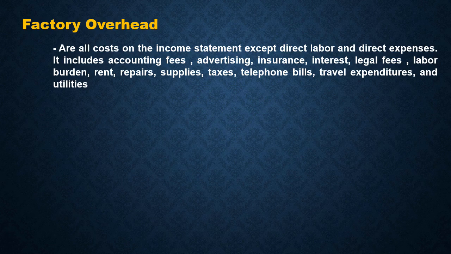And the last one, the factory overhead, covers all costs on the income statement except direct labor and direct expenses. It includes accounting fees, advertising, insurance, interest, legal fees, labor burden, rent, repairs, supplies, taxes, telephone bills, travel expenditures, and utilities.